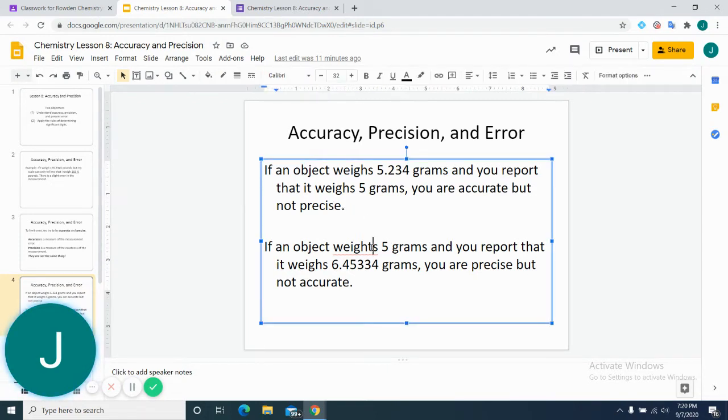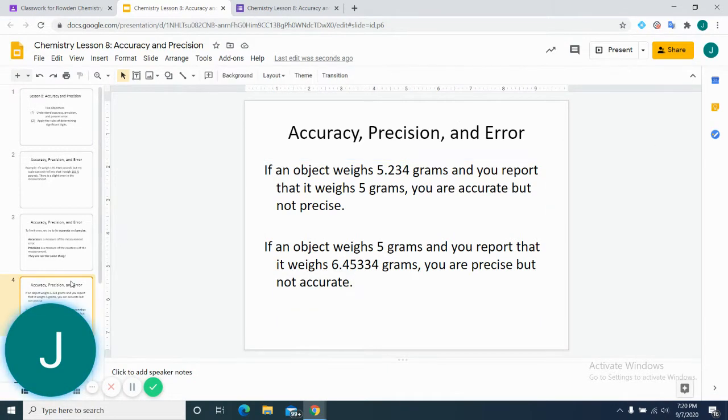Okay, what about this? The object weighs 5 grams, and you report that it weighs 6.54334 grams. So first off, are you wrong or right? You are wrong. You are not accurate. But are you saying something very specific? Yes, you're being very specific. So you are precise. You guys understand that? Precision has nothing to do with being wrong or right. You can be very wrong, but very precise. Precise is if you're very specific about what you're saying. Accuracy is if what you're saying is considered wrong or right.